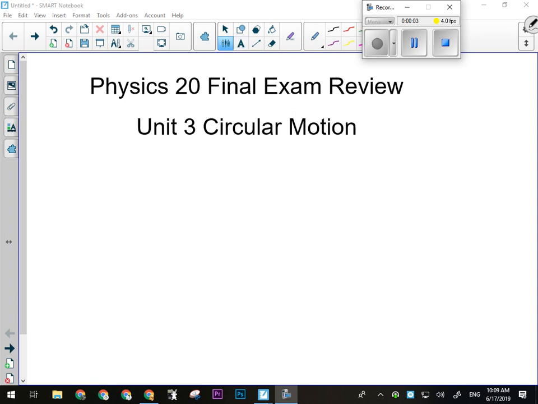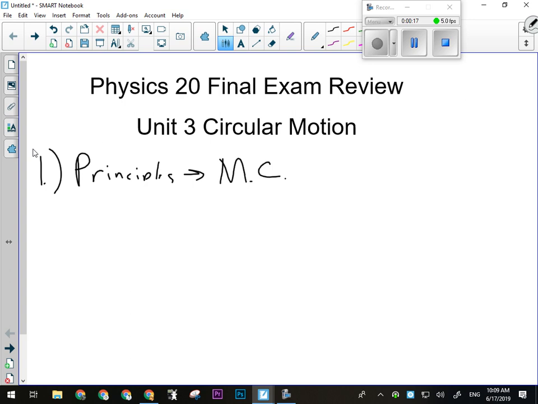So, important concepts from the circular motion unit for the final exam. Very first thing we talked about: there are going to be some questions on the principles of circular motion. Most of those will be multiple choice type questions, things like, which of the following is true for an object undergoing uniform circular motion? Kind of like what you had in your unit exam.